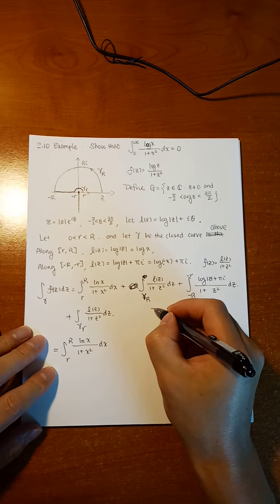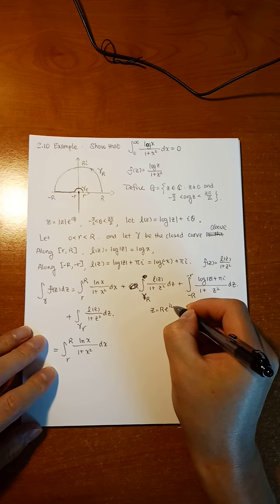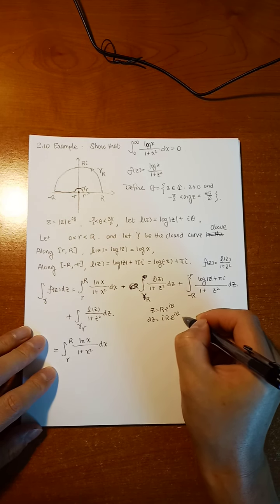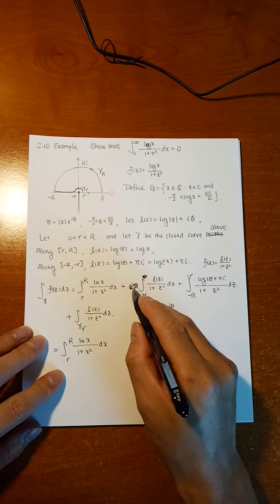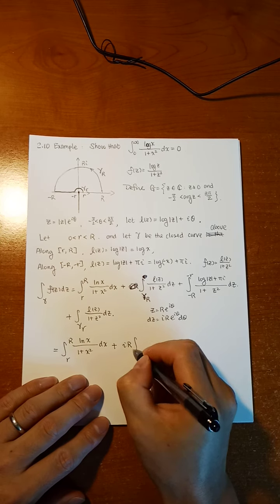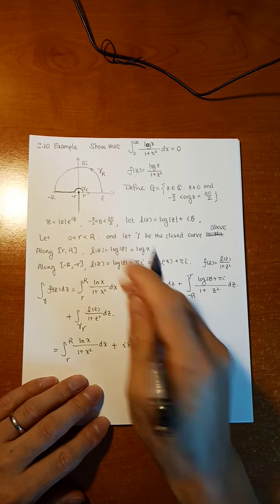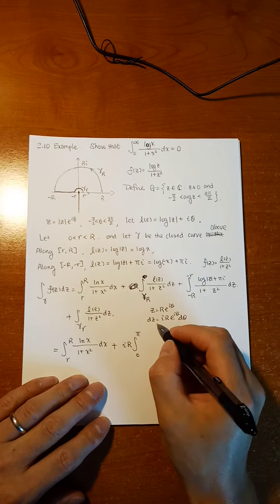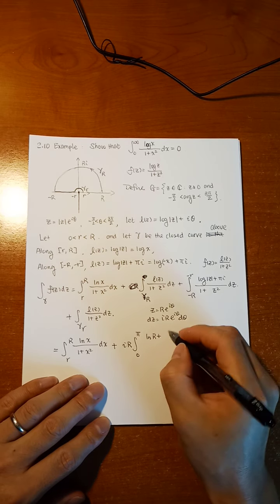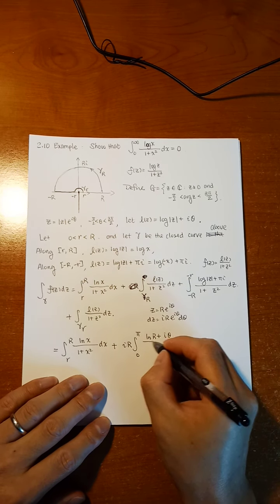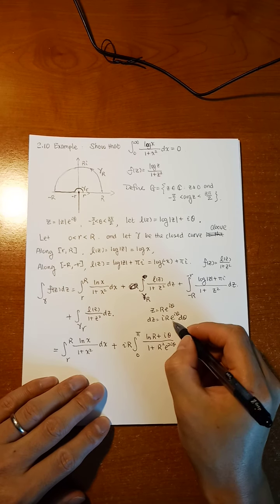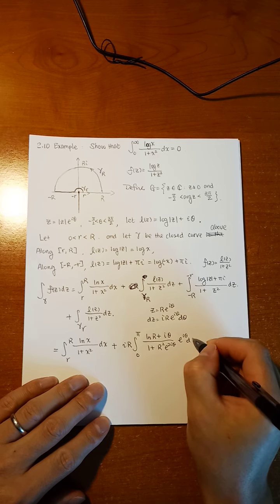And the second one here, z is capital R e^(iθ). So dz is iRe^(iθ) dθ. So that's why I wrote iR first. So it's plus iR, this coefficient, from 0 to pi. You go counterclockwise orientation, and the log becomes log R plus iθ over 1 plus R squared e^(2iθ), and e^(iθ) dθ.